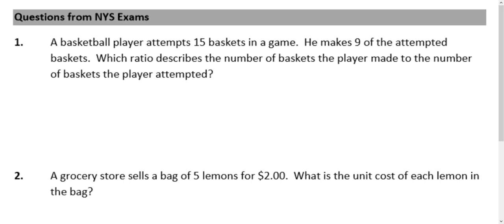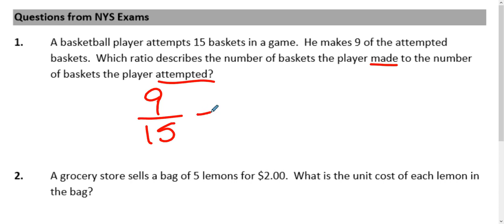A basketball player attempts 15 baskets. He makes 9 of the attempted baskets. Which ratio describes the number of baskets the player made to the number of baskets the player attempted? Made to attempted, we know that the player made 9 baskets. The player attempted 15 baskets.